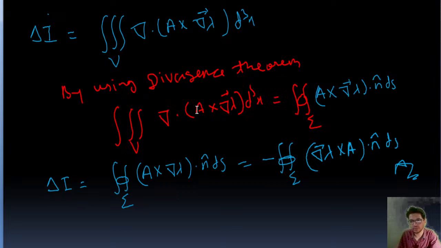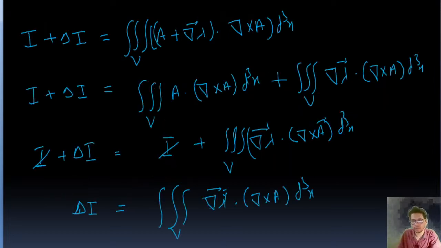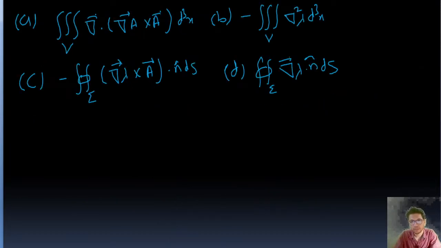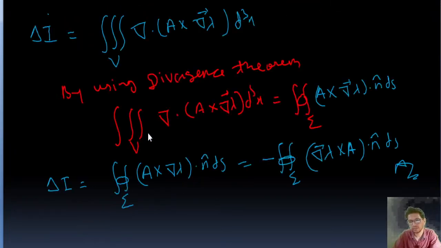So which option is matching? Option C is matching, guys. You can see minus surface integration of gradient of lambda cross A dot n dS. So minus surface integration sigma gradient of lambda cross A dot n dS. This is the answer. Very good conceptual question, guys. You need to know it.